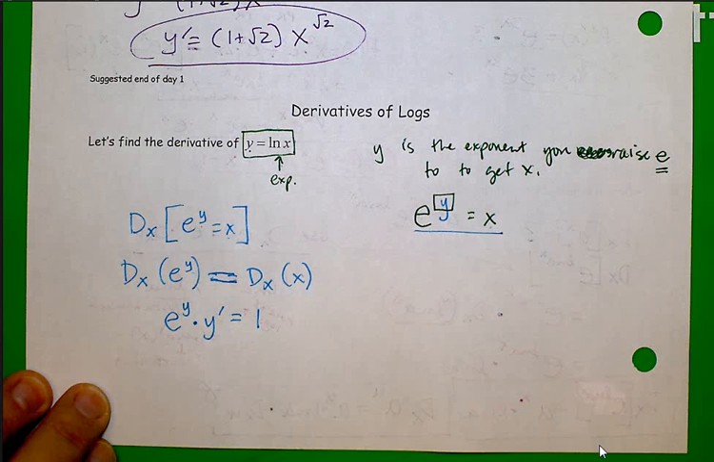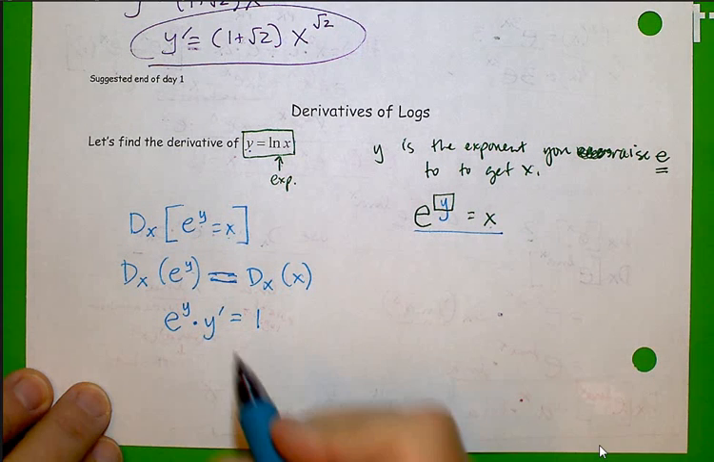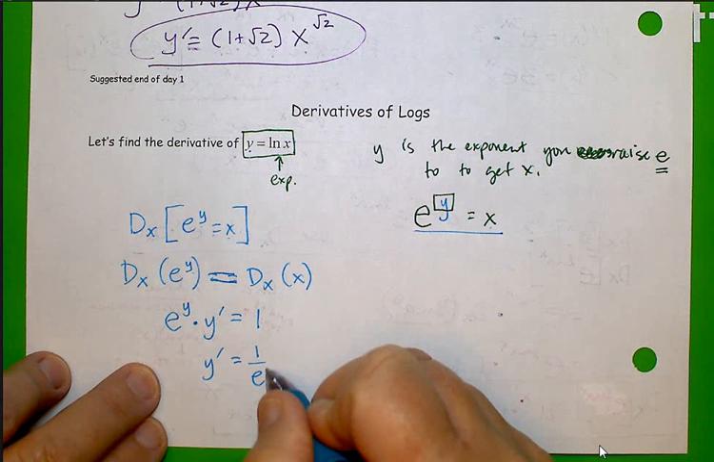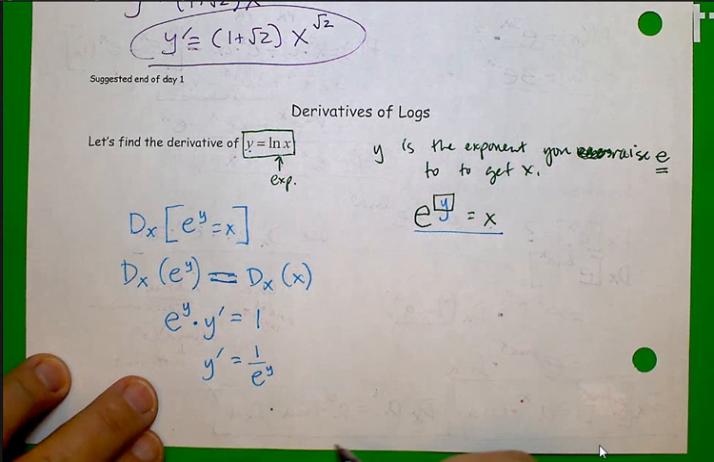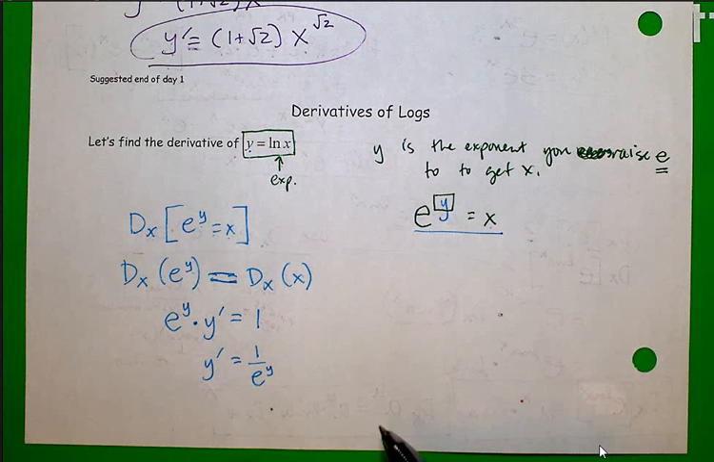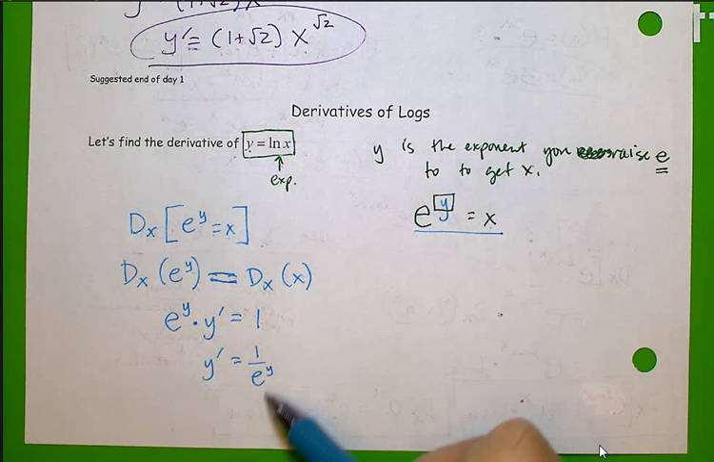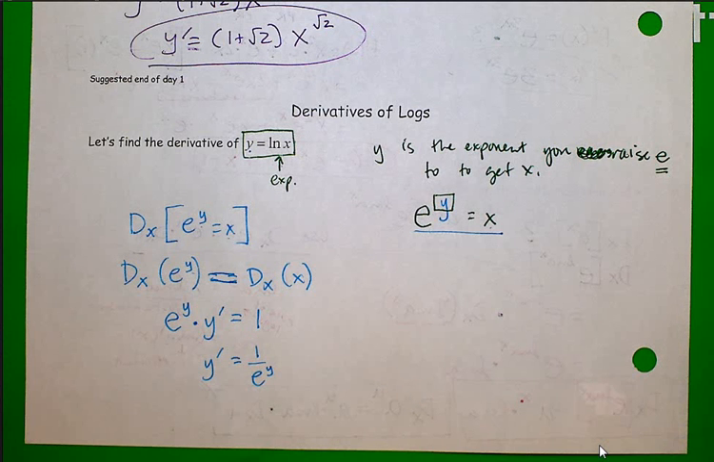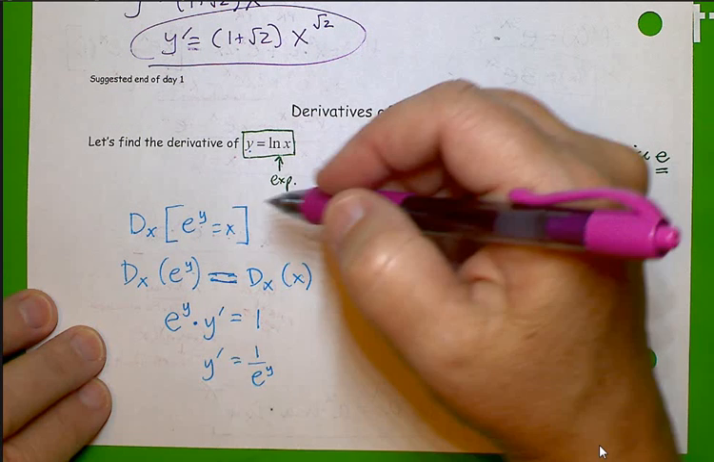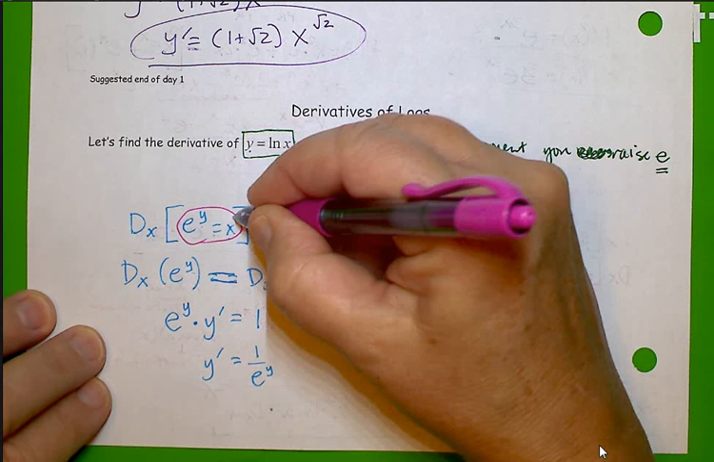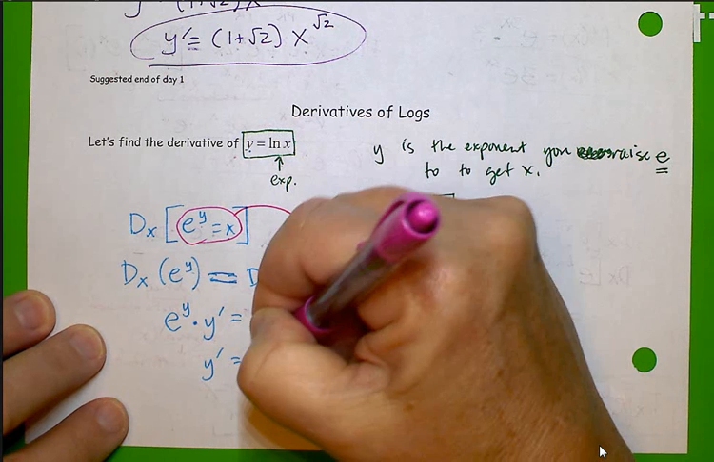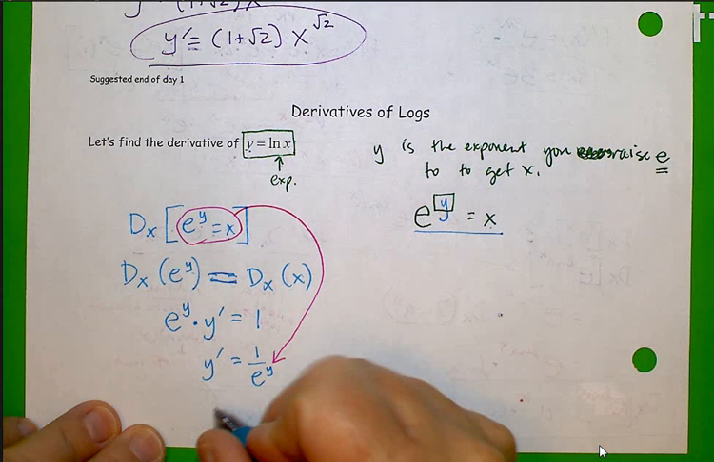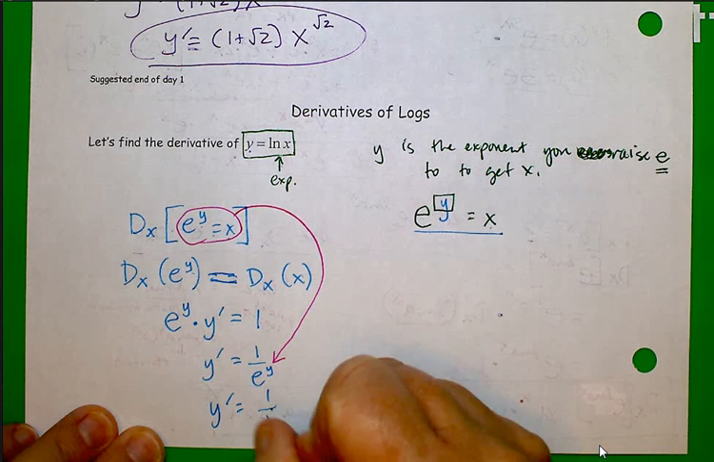Remember, I'm solving for y prime, so let's divide by e to the y on both sides. And I get y prime equals 1 over e to the y. I don't want my final answer with a y in it if I can help it. So actually what I'm going to do is look to an earlier form of the problem and use that right there. e to the y actually equals x, so y prime equals 1 over x, and that's my solution.